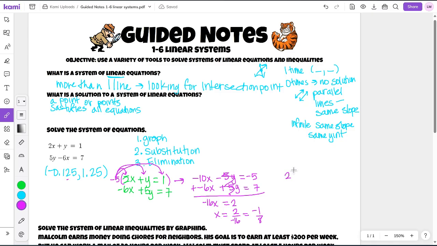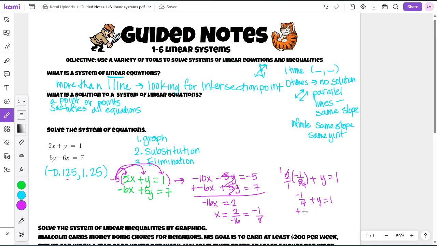So 2, because we are not scared of fractions, times negative 1/8 plus y equals 1. If you are scared of fractions, let's be unscared of them. So we put 2 over 1 and we're going to multiply. So negative 2 over negative 8, and we can reduce to negative 1/4. So I reduced by dividing the numerator by 2 and dividing the denominator by 2 and then multiplying straight across. So negative 1/4 plus y equals 1.